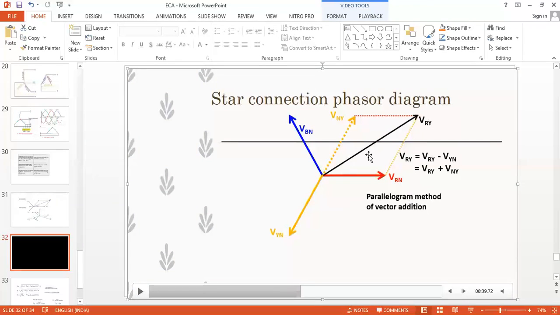Now, next part, we are supposed to show the derivation. So what is the parallelogram law of vectors formula? The resultant voltage is equal to the square root of phase voltage V square plus V square plus 2 V into V cos of the angle between them. Now you see, what is the angle between VBN and VRN? It is 120. And what will be the angle between VNY and VRN? It will be 60.